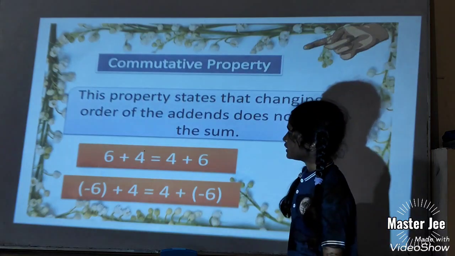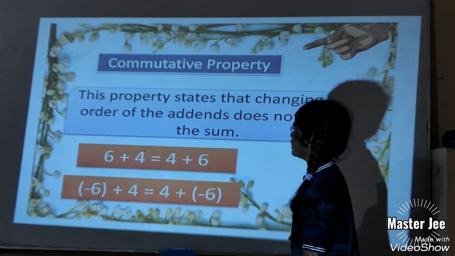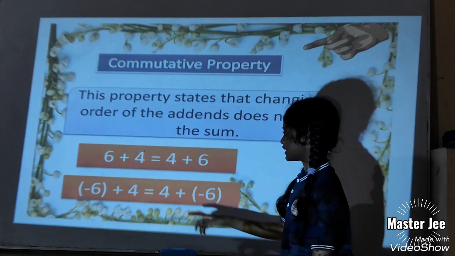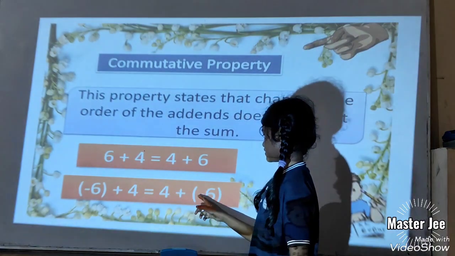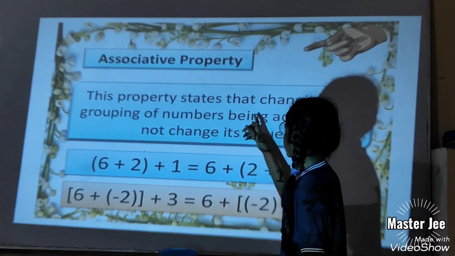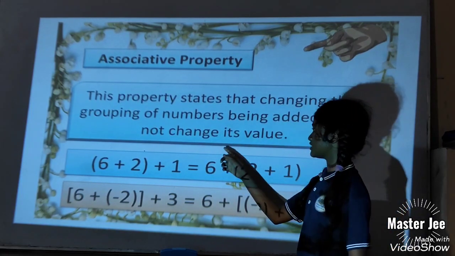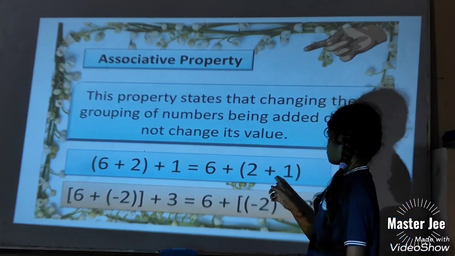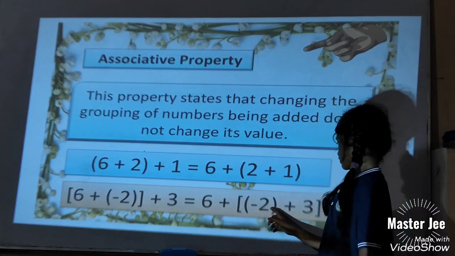Commutative property. This property states that changing the order of the addends does not affect the sum. 6 plus 4 is equal to 4 plus 6. Minus 6 plus 4 is equal to 4 plus minus 6. Associative property. This property states that changing the grouping of numbers being added does not change its value. 6 plus 2 plus 1 is equal to 6 plus 2 plus 1. 6 plus minus 2 plus 3 is equal to 6 plus minus 2 plus 3.